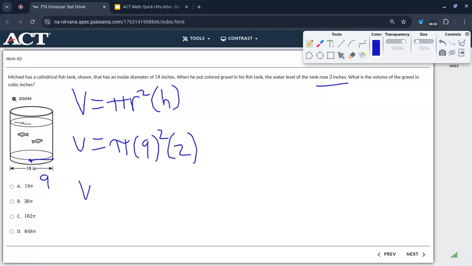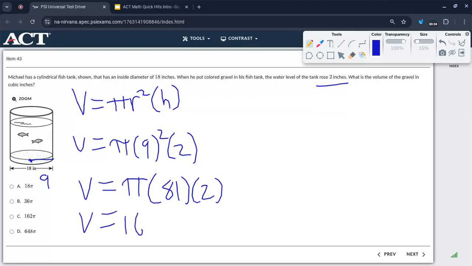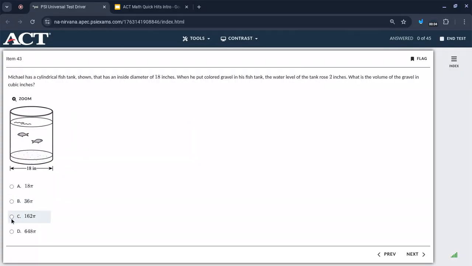So now it's just a matter of doing a little computation here. 9 squared is going to be 81, and then we multiply that by 2, right? 81 times 2 is going to give us 162. So it's nice they leave it in terms of pi, so we don't have to fumble around with those calculations. I don't necessarily need the Desmos graphing calculator here, but you have it if you need it. So we got 162 pi, which would be choice C.